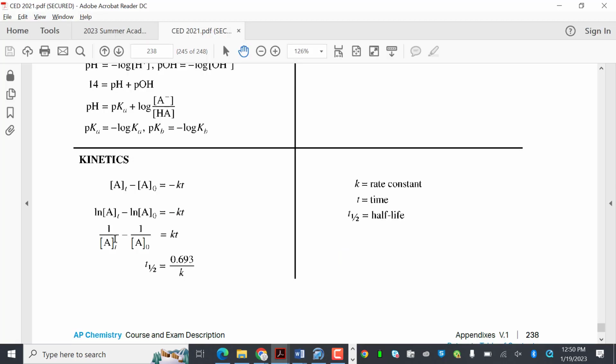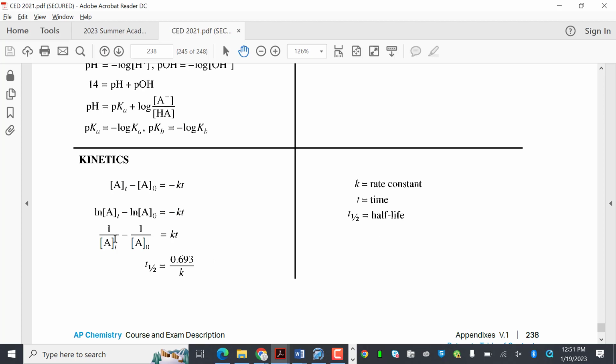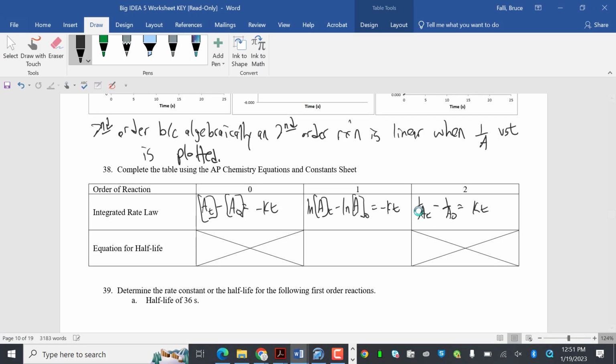And then for first order, just to show you where it comes from, ln[A]t minus ln[A]0 equals negative kt. And this one is 1 over [A]t minus 1 over [A]0 equals positive kt. Then the half-life, t1/2. The only one you have to know is first order: 0.693, so it's ln2 over k.